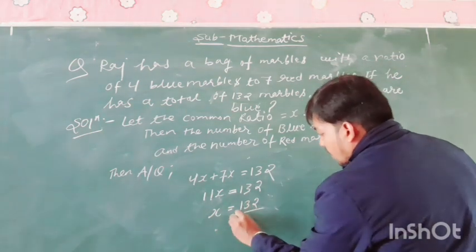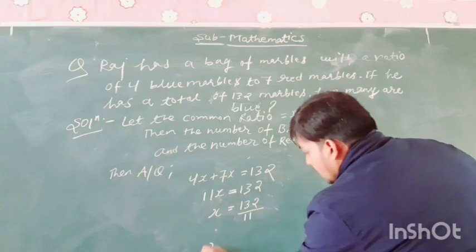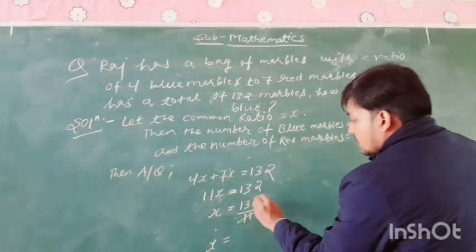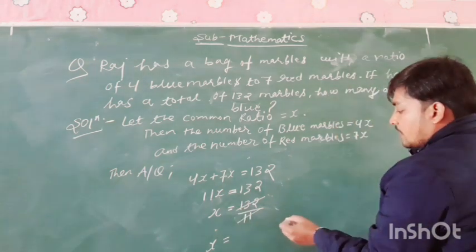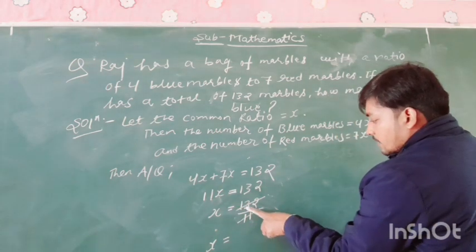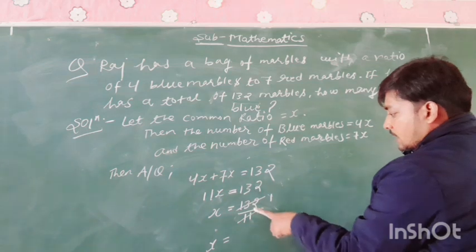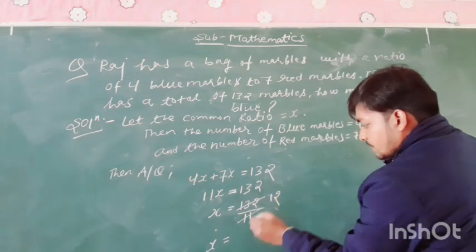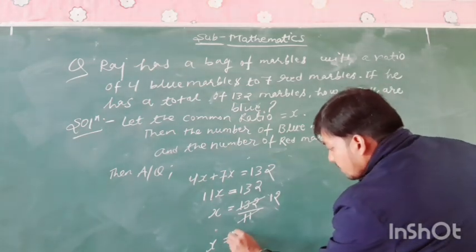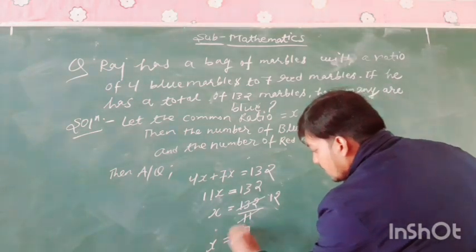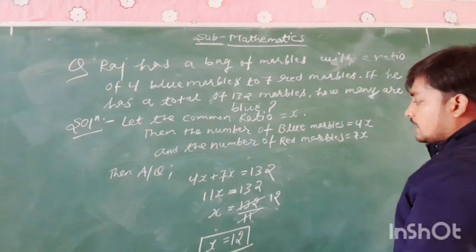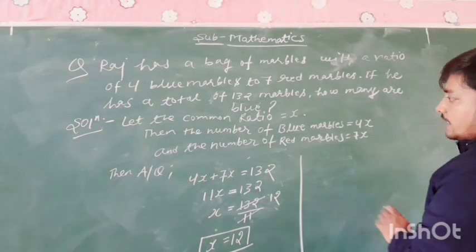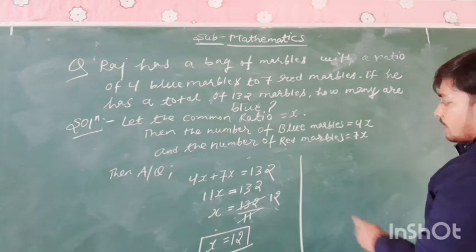132 upon 11. After simplification of 132 upon 11, 11 twos are 22, and 11 twelves are 132. Then we get the value of x equals 12, and then we clearly tell the number of blue marbles and red marbles.